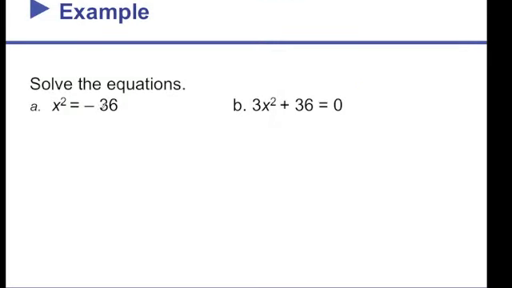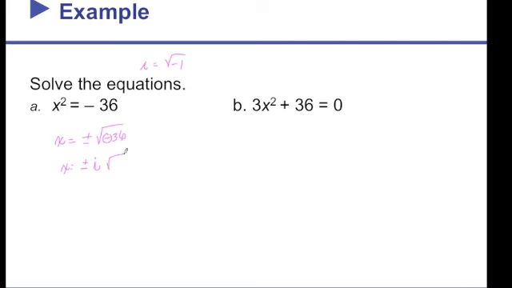x squared equals negative 36. Well, we're going to use the square root method here because I've got just an x squared equals. So x equals plus or minus the square root of negative 36. To get the negative out, I remember that i equals the square root of negative 1. So what I do is just bring an i out. That's the square root of negative 1. I still keep the plus or minus.